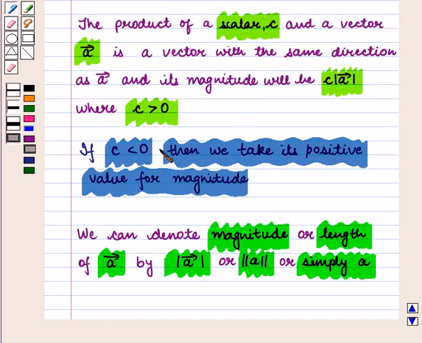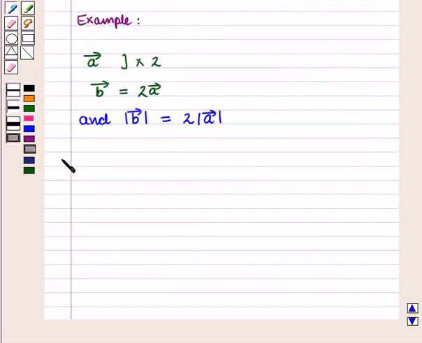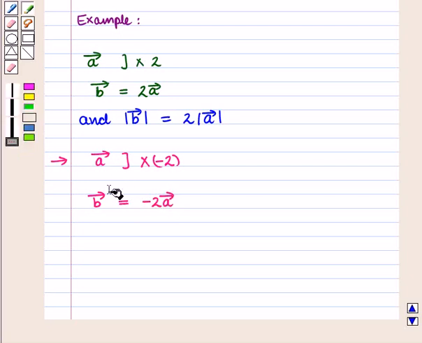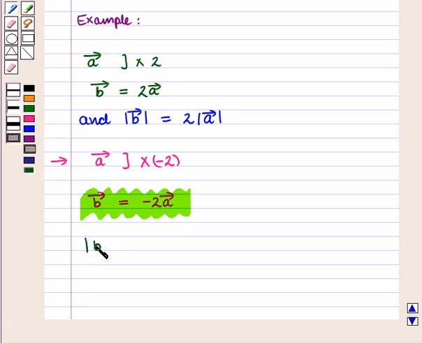Now, if the scalar C is negative, that is, suppose we multiply vector A by scalar minus 2, then we get a new vector, that is vector B, which is equal to minus 2 into vector A, that is minus 2 vector A. It means the resulting vector will be in opposite direction to the given vector A, because here scalar is equal to minus 2, which is less than 0. Also, its magnitude will be absolute value of minus 2 into magnitude of vector A.